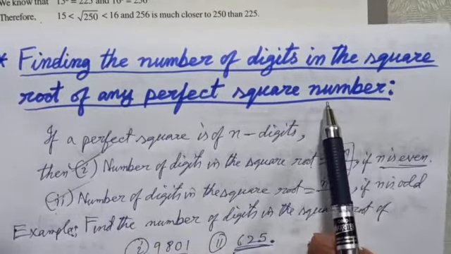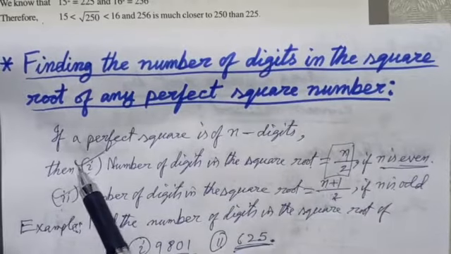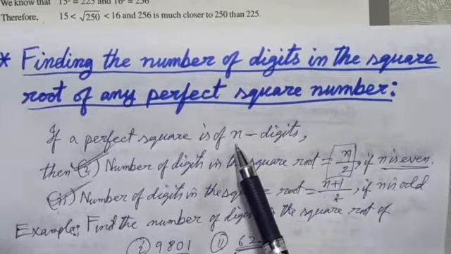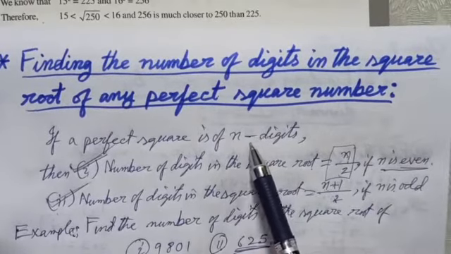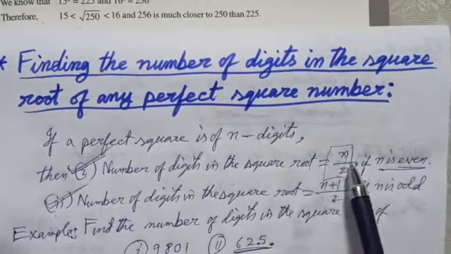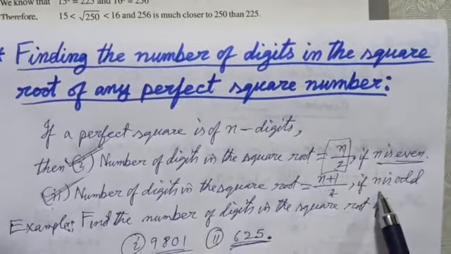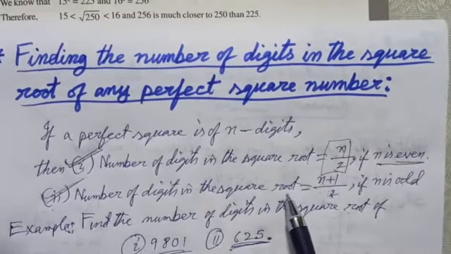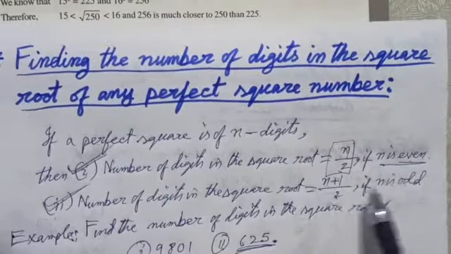So here there are two formulas, Roman number 1 and Roman number 2. If the number of digits n is even, then the number of digits in the square root is n by 2. And if the number of digits n is odd, then the number of digits in the square root is n plus 1 by 2. Now let's try this.